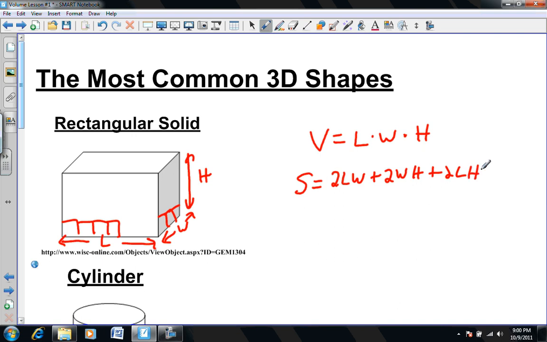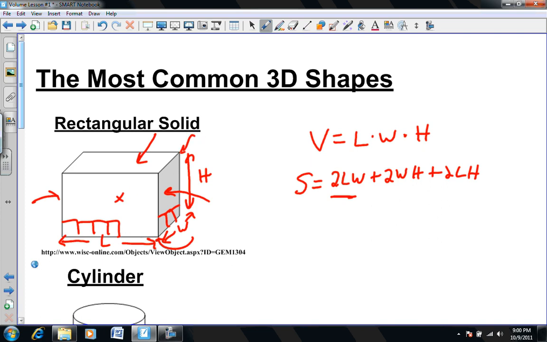What that formula does is it figures out the total number of squares. The L times the W, this piece of the formula right here, if I find the L times the W, that's going to tell me how many squares are on the top of the box and how many squares are on the bottom of the box. The W and the H are going to tell me the right side of the box and the left side of the box. And the L's and the H's are going to tell me the front of the box and the back of the box.